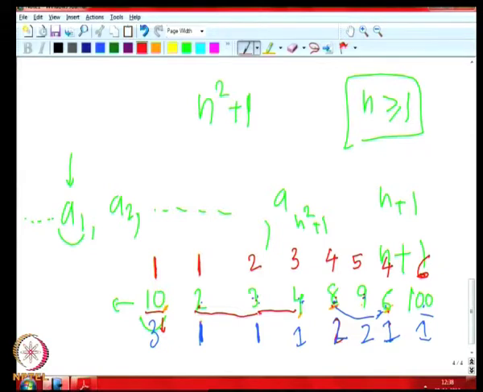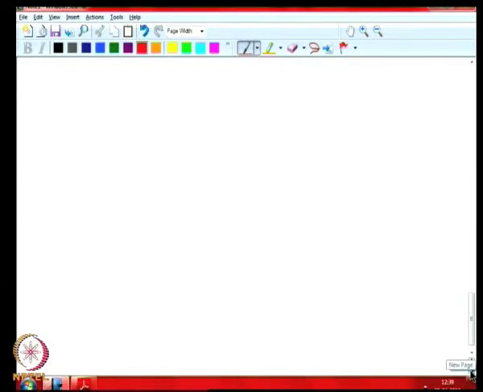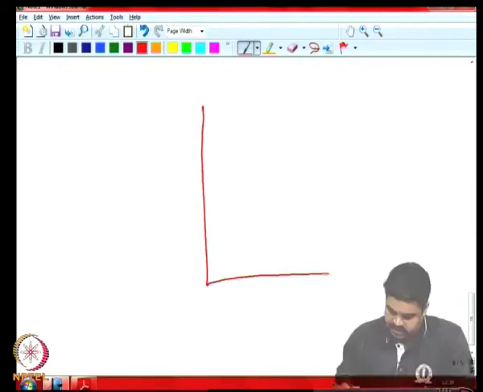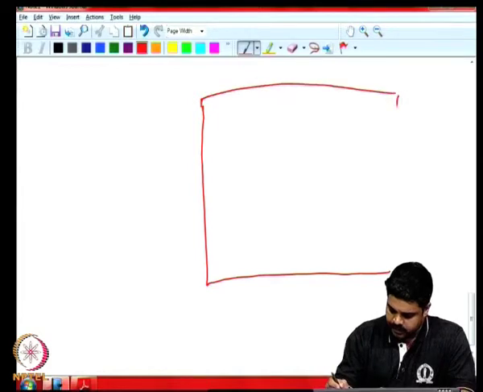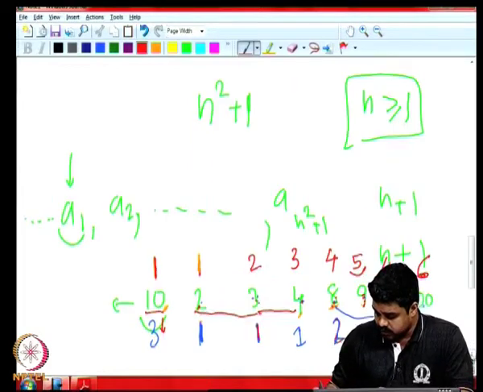To illustrate this, look at 9. The longest increasing sequence which ends at it is of length 5. For instance, you can start with 2, 3, 4, 8, 9, a length 5 sequence ending at 9. On the other hand, the longest decreasing sequence starting from 9 is only 9, 6, nothing more. So that is all. Now we make a table like this.